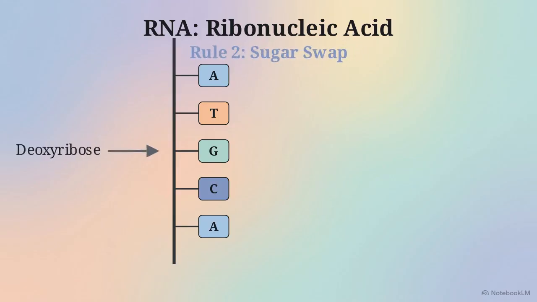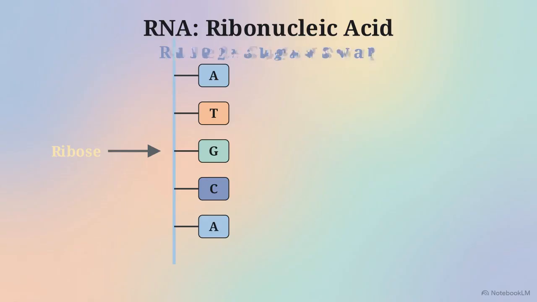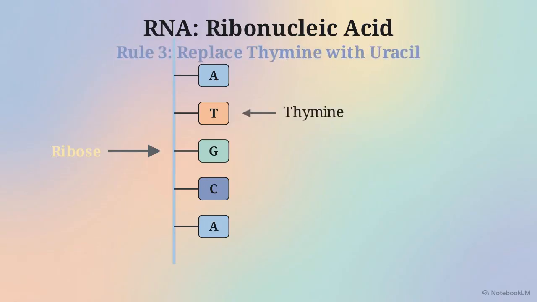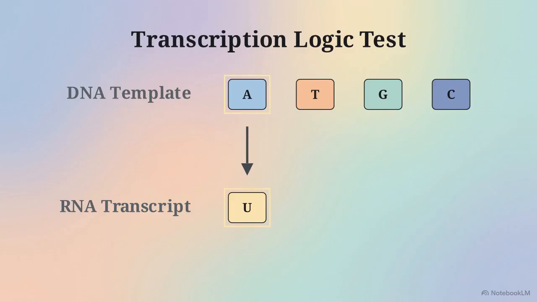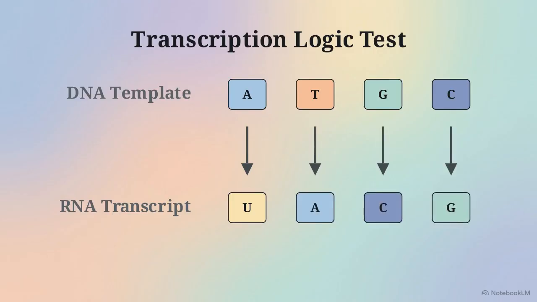Next, it makes 2 strict chemical swaps. It replaces the deoxyribose sugar in the backbone with ribose. Then it entirely discards the base thymine, replacing it with a new pyrimidine base called uracil. Let's test that logic. If the original DNA sequence is ATGC, what is the corresponding RNA sequence? Since adenine normally pairs with thymine, but RNA uses uracil instead, the sequence becomes UACG.